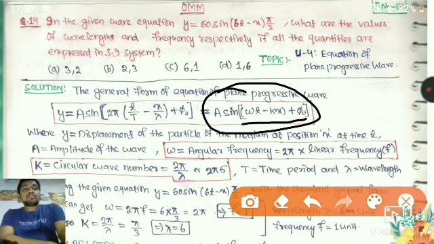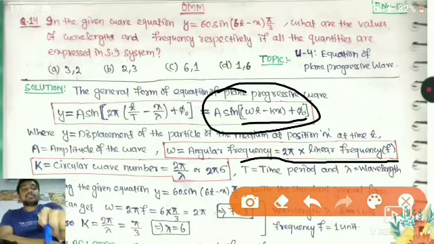where omega is the angular frequency, given by 2 pi into linear frequency small f, and k is the circular wave number equal to 2 pi by lambda. Lambda is the wavelength. T is the time period, phi naught is the constant phase.